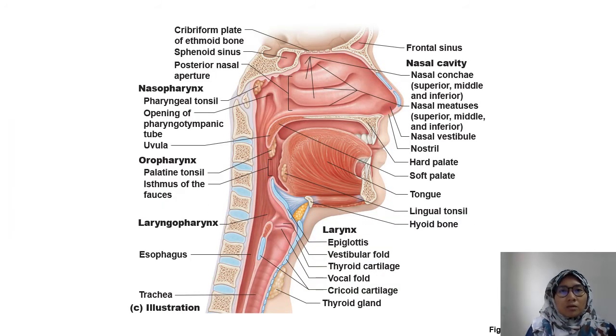Ni sinus ni. Sekejap saya tunjuk lebih jelas. Frontal sinus, dia macam rongga. Sphenoid. Ini yang kita nampak from the side view.